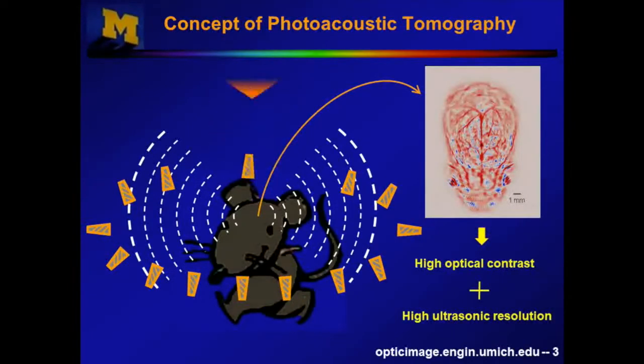And this photoacoustic imaging, by using laser-induced ultrasound, can combine the very good optical contrast with excellent ultrasonic resolution. So photoacoustic imaging does not suffer from the overwhelming optical scattering in tissues anymore. It can show you the highly sensitive optical information in deep tissues with excellent spatial resolution.